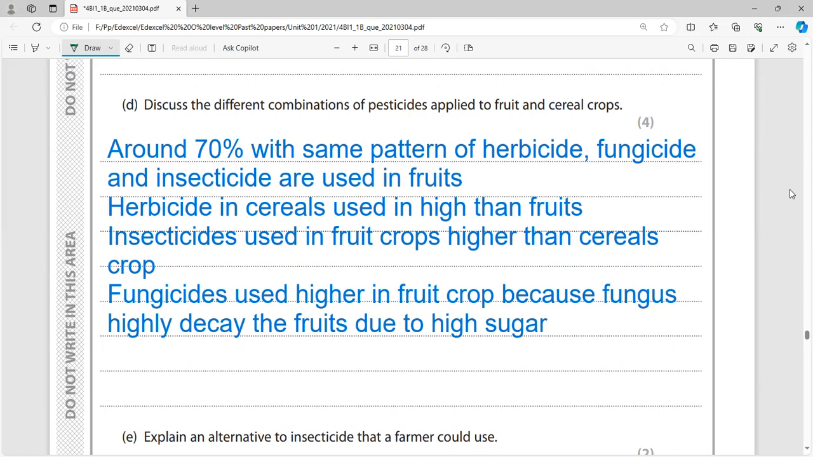For example, if the herbicide in cereal is used higher than in the fruit plant, why? Because you need to give a reason for this. These are smaller plants, and they have more competition with the weeds. So to kill the weeds, we need a high amount of herbicide in cereal crop. So that's the correct answer. You can use your own words to answer this question, but the main keywords, the main comparison and its reason, should be present.